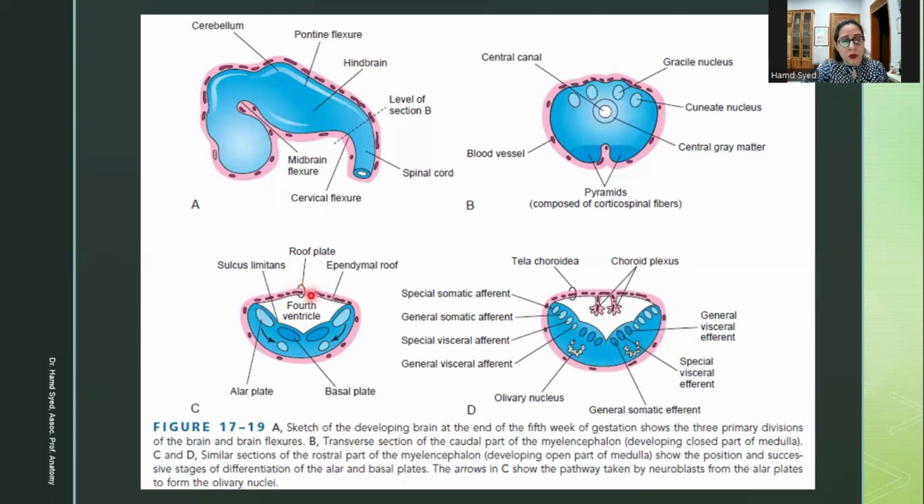The roof plate is over here, and this is the sulcus limitans, which is present between the alar and basal plates. In the further stages of development, as you know, the alar plates are going to form the different sensory nuclei, the afferents, and the basal plates are going to form the different motor nuclei, that is the efferents. So here you can see the efferents are present medially and the afferents are present laterally. This is the section through the upper half of the medulla oblongata.